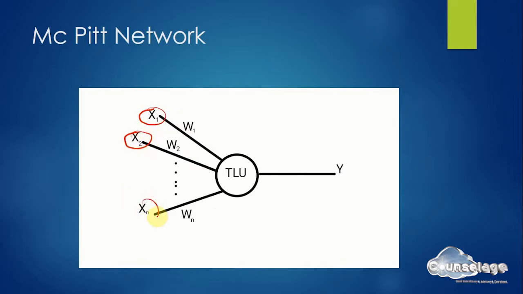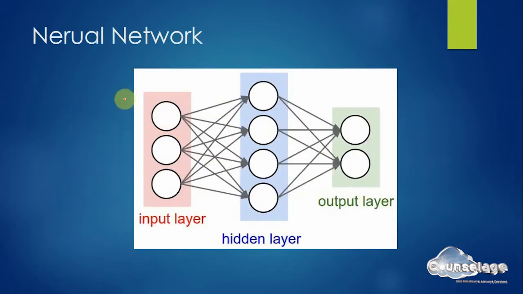The McPitts network consists of multiple input nodes, or dendrites in terms of a biological neuron. It consists of a TLU, which is known as threshold logic unit. TLU is responsible for computing in a neuron cell, and an output axon Y. It is combined with weights W, which is similar to synaptic gaps in a biological neuron. TLU has an activation function which computes input and produces the result.